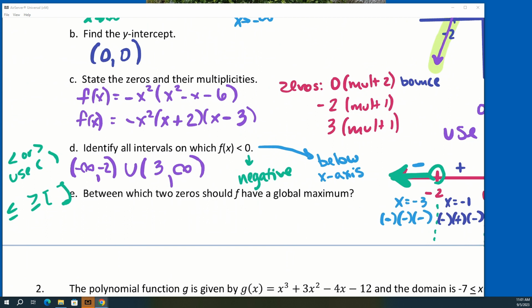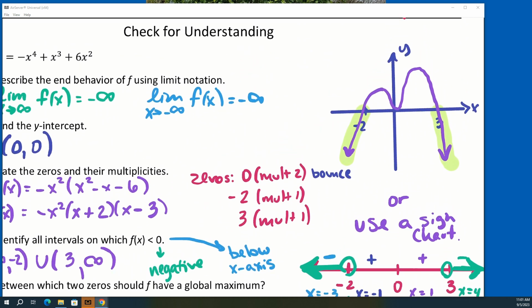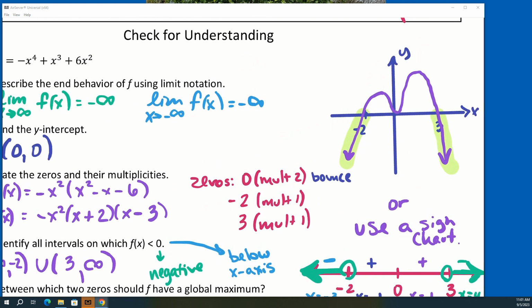Okay. And then on E, I actually saw this question when I was making these problems, either on a practice test or from AP Classroom or something, and I thought it was something I should bring up. So E says, between which two zeros should F have a global maximum? So I drew it appropriately. You might not have, it's fine. So do you think that the highest point should be between -2 and 0 or 0 and 3?